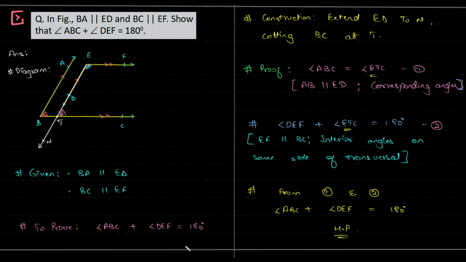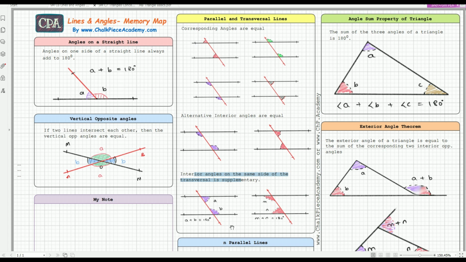All of this will be a 2-marker question. It's very simple. All you have to know is that we need to do a bit of construction and use a few of these properties. That's it.